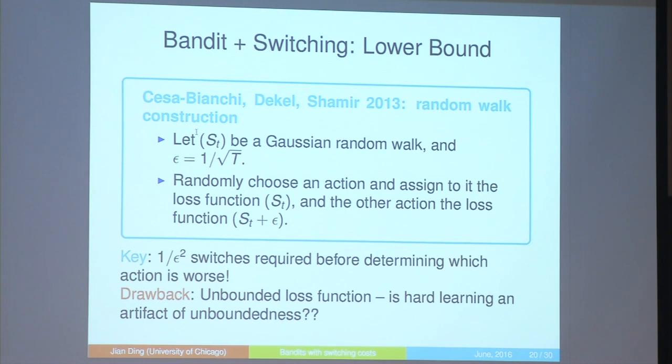Either you incur a loss because you switch, or you choose the unfavorable action. So if, without many switches, you can't identify which action is unfavorable, then you will lose the game. So that would be the goal: to try to hide which action is favorable and which one is not. So in light of this discussion, what they're doing is very natural.